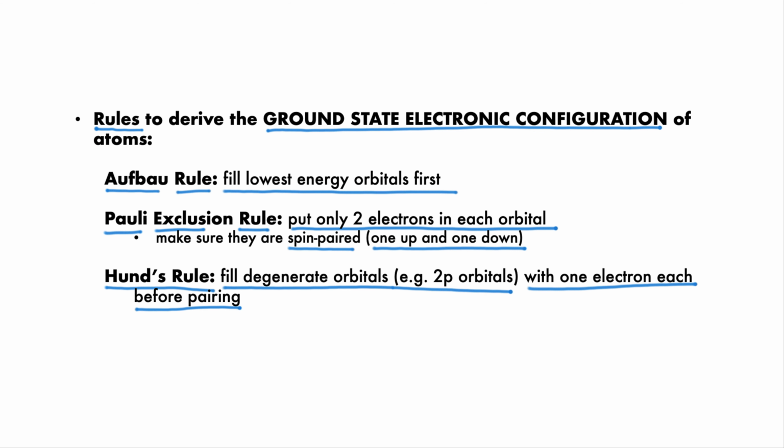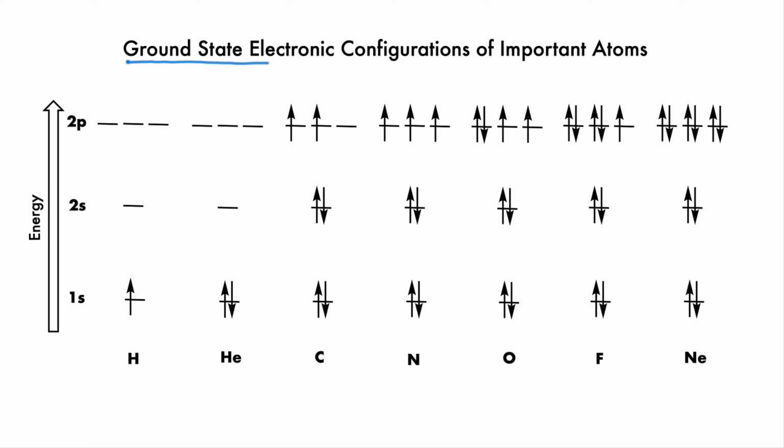It's energetically costly to pair electrons, so you don't do it until all degenerate orbitals are filled. Here are the ground state electronic configurations of several important atoms. Hydrogen has only one electron, so it must go in the 1s orbital. Helium has two electrons, which both go in the 1s orbital. Helium has a filled first shell, so it's stable as the atom. It does not want to form any bonds.